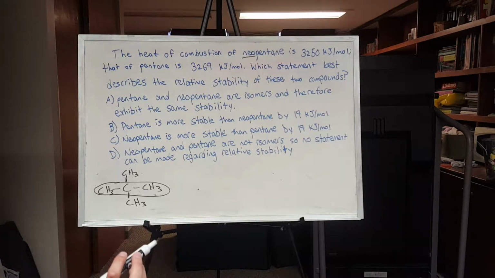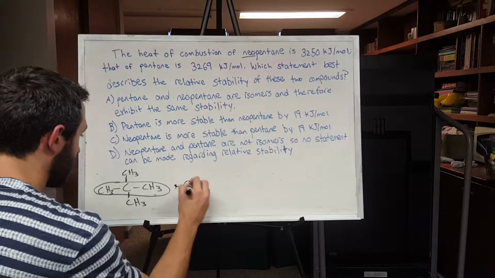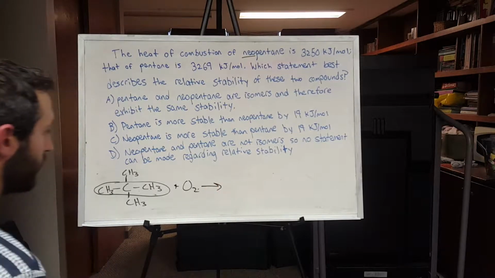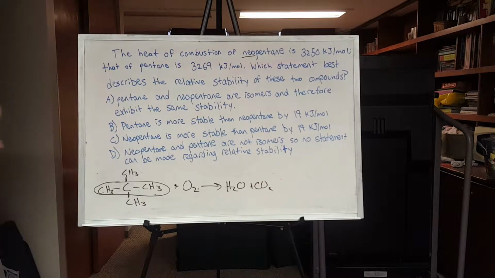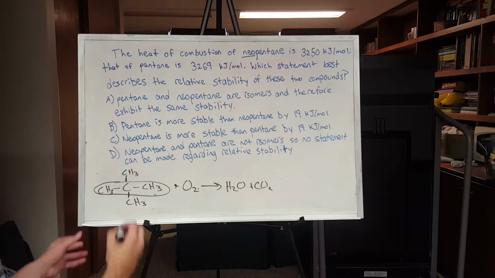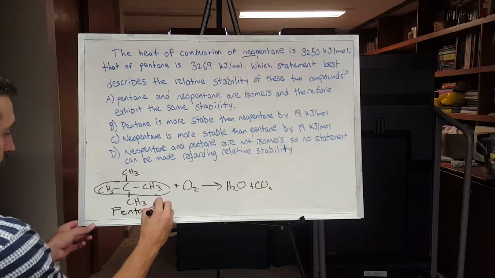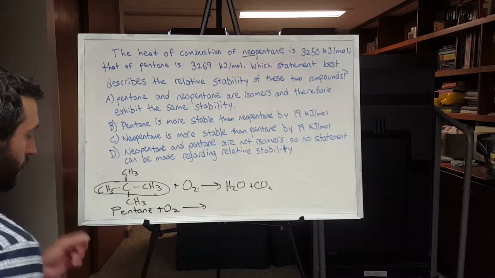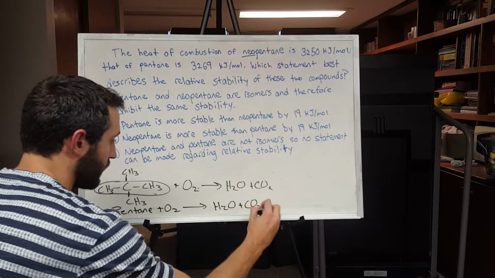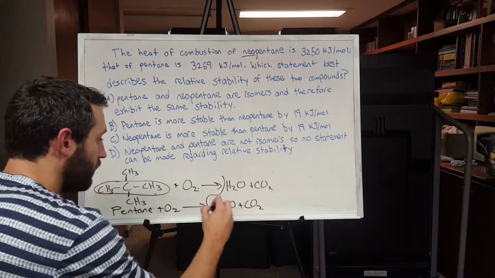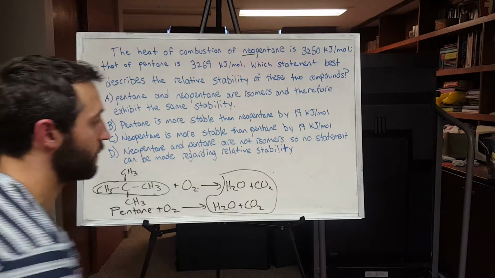So let's review heat of combustion. We burn this guy, and we turn it into H2O plus CO2. And the same exact thing would happen if we took pentane, hopefully you can see this all the way down here on the video, and we burned it with oxygen from air. We just get water and carbon dioxide. So the key is both of these two products are exactly the same. So they have the exact same stability.